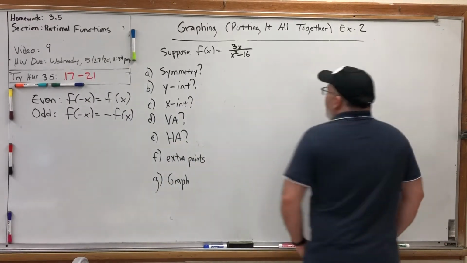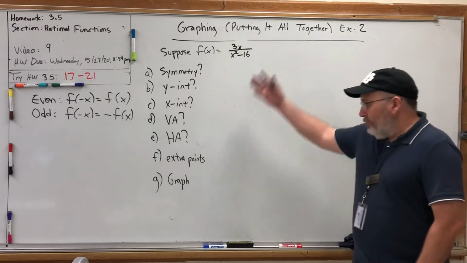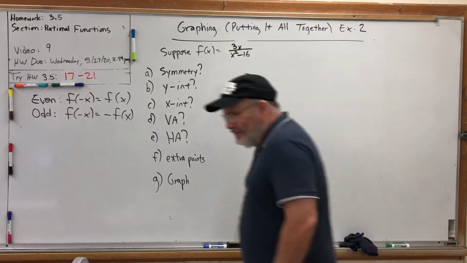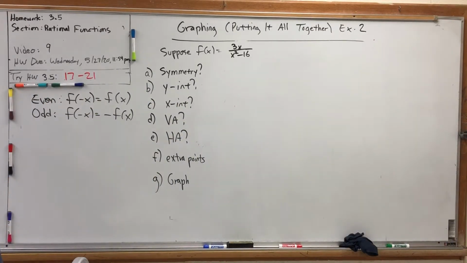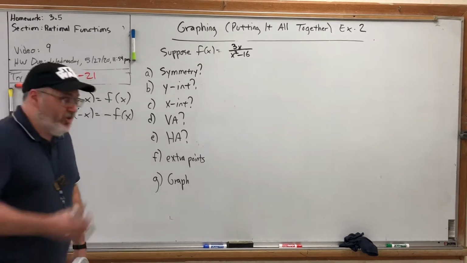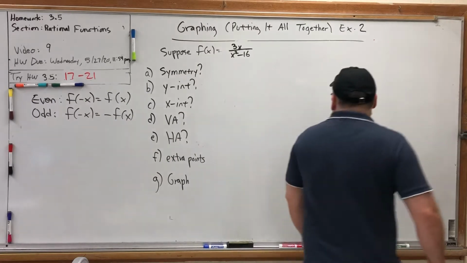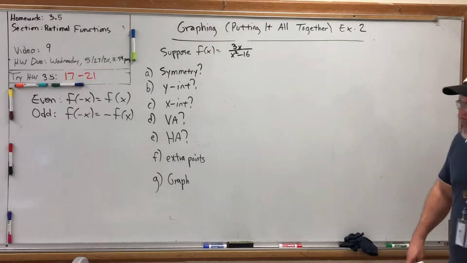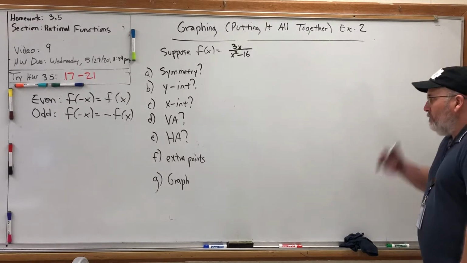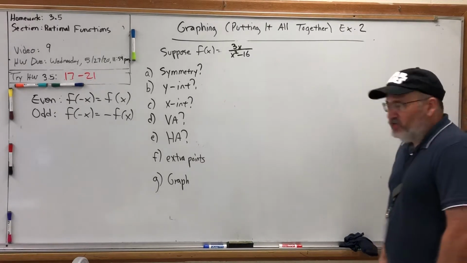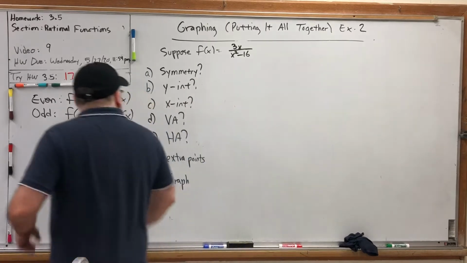In the previous video, we graphed a rational function by going through these 7 steps, and in fact, I think the homework actually calls it... let me make sure I'm right. Follow the 7-step strategy. I call it get all the information we can to draw the graph. All right, so suppose f of x equals 3x over x squared minus 16. We're going to run the same course as before, starting with the symmetry.